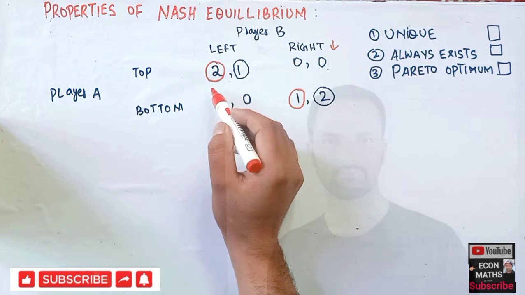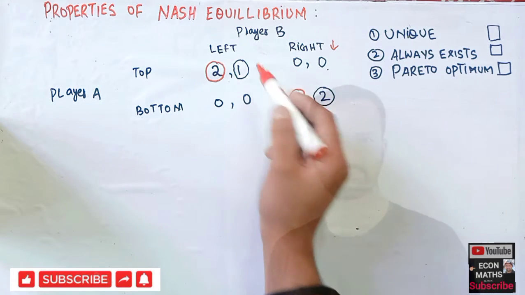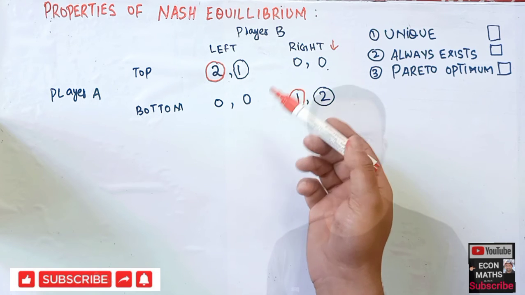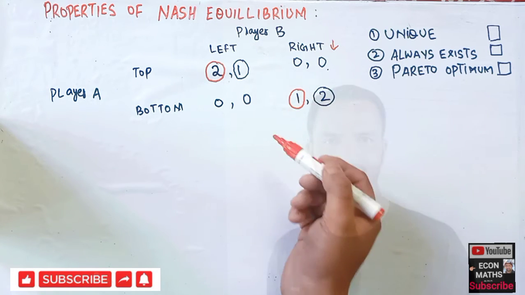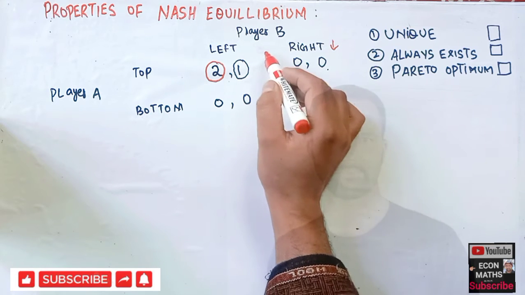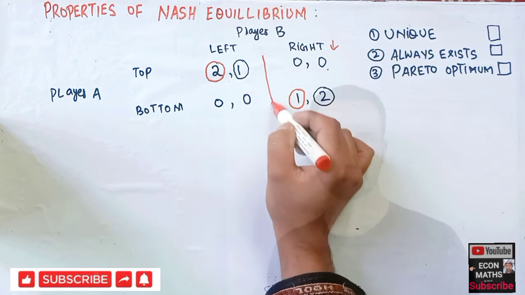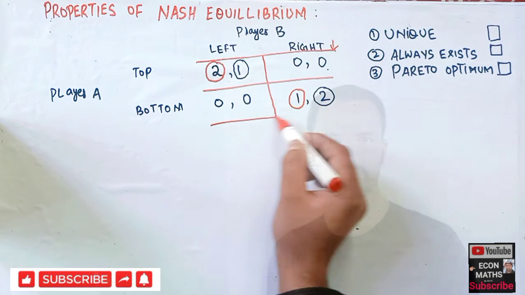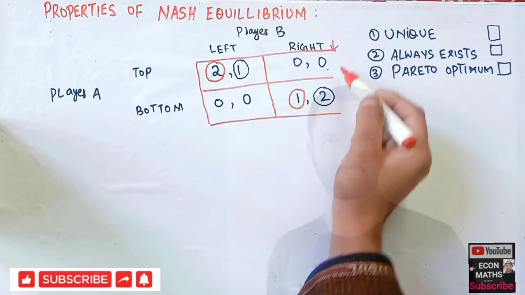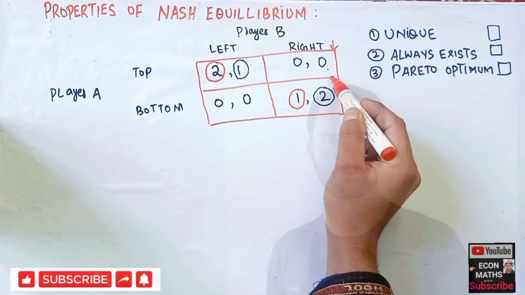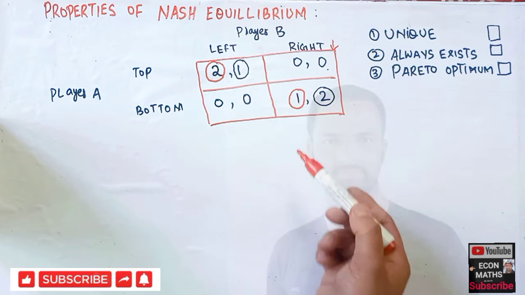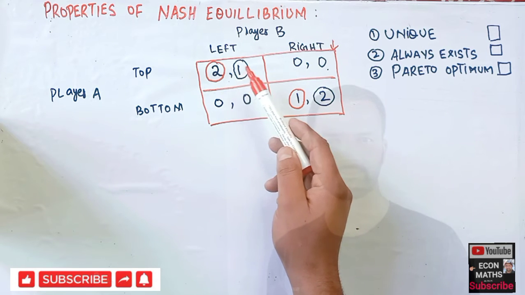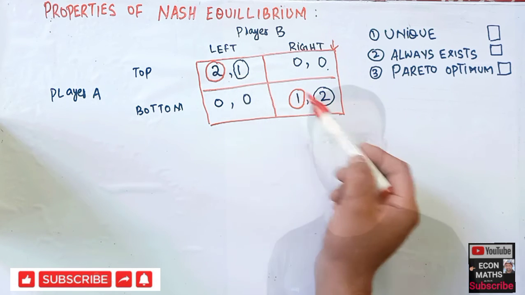I am not drawing them in cells to make it simpler, and it will get messy if I try to form cells. So I will now try to form them in cells. It is not actually necessary, but for the sake of simplicity I am just making them into the 4 cells. And here we can see that in this game we have two Nash equilibriums.